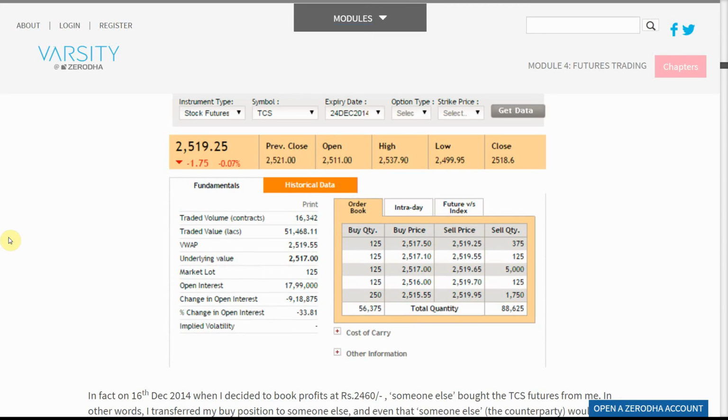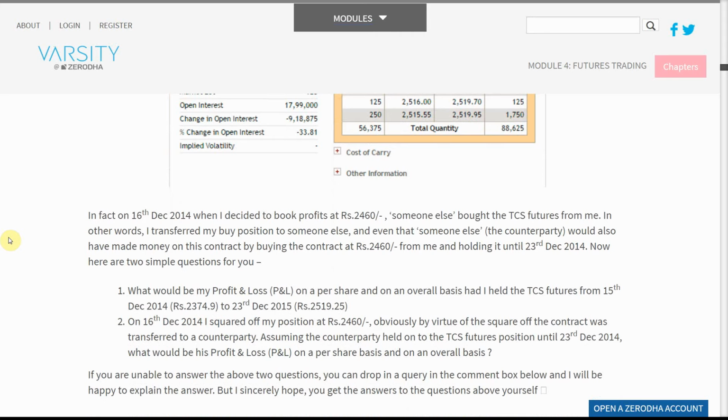In fact, on the 16th of December 2014, when I decided to book profits at 2,460 rupees per share, someone else bought the TCS futures from me. In other words, I transferred my buy position to someone else. And even that someone else, the counterparty, would also have made money on this contract by buying the contract at 2,460 rupees per share from me and holding it until the 23rd of December 2014.